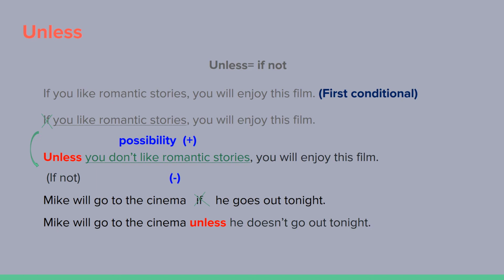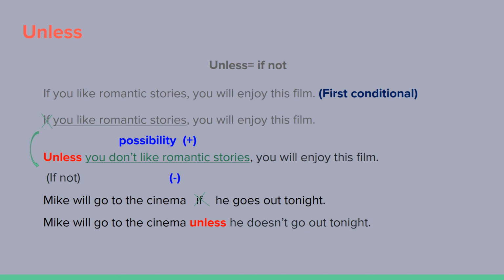If you like romantic stories, you will enjoy this film. Now we want to write this sentence using unless, but I want to keep the meaning the same. So I get rid of if and replace it with unless, and then I have to take a look at the structure of the situation sentence.